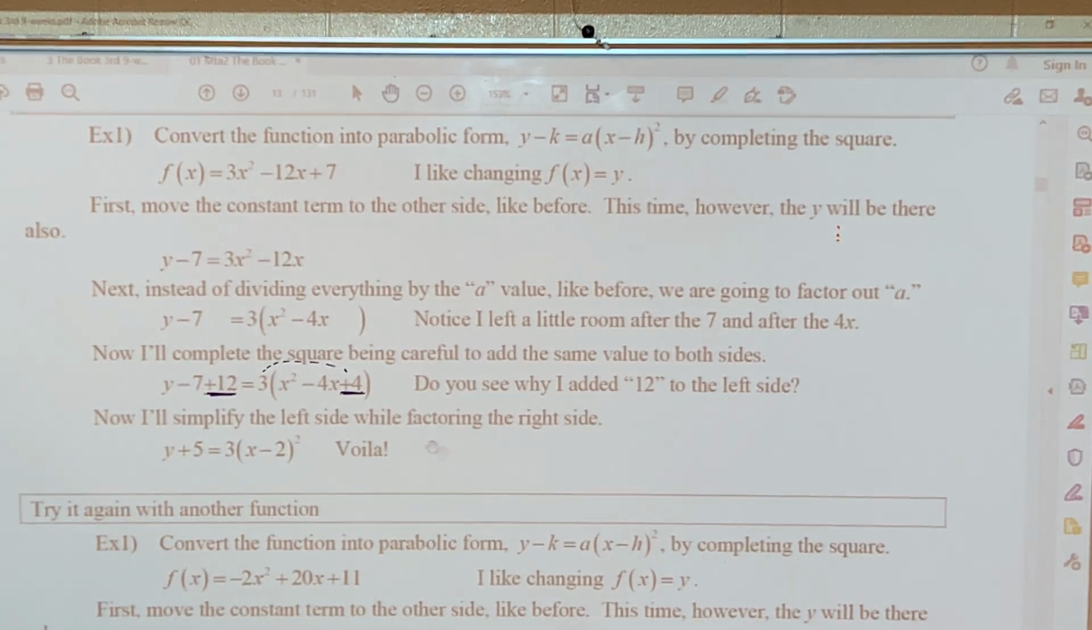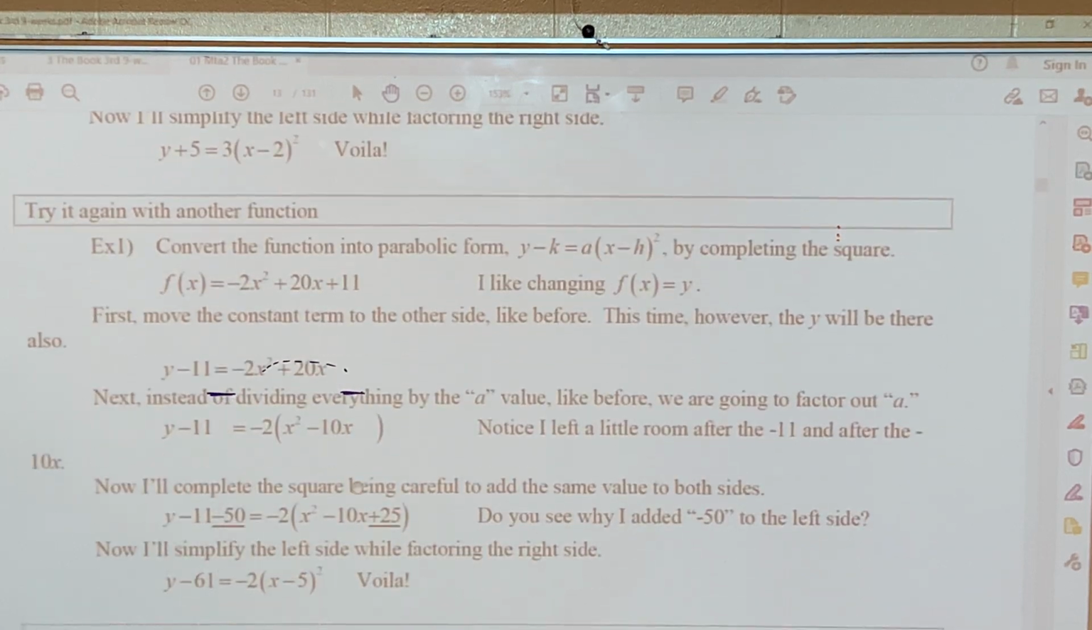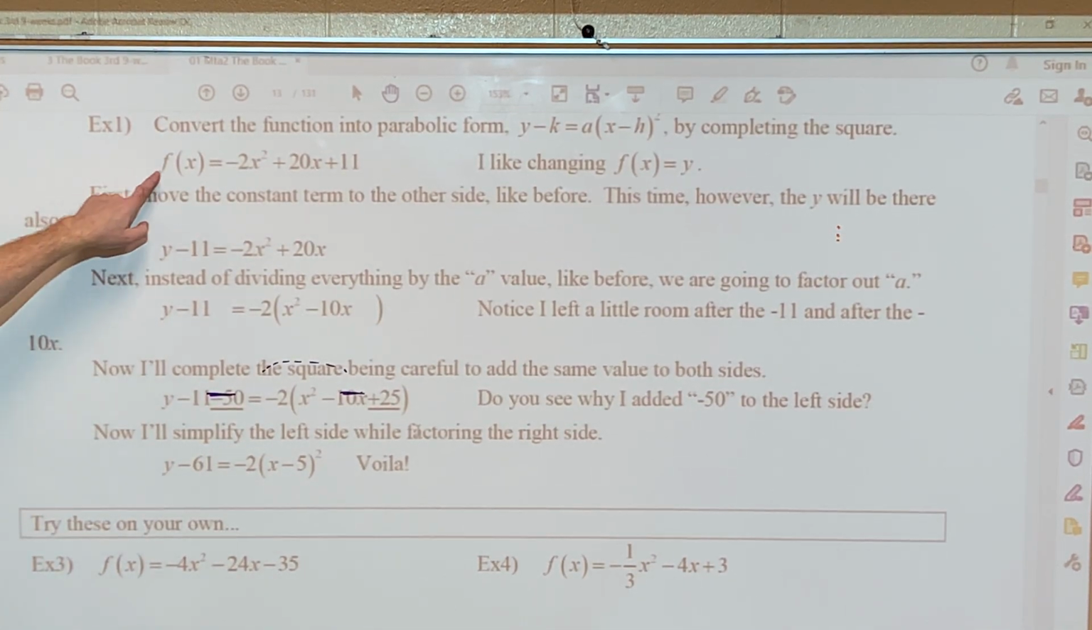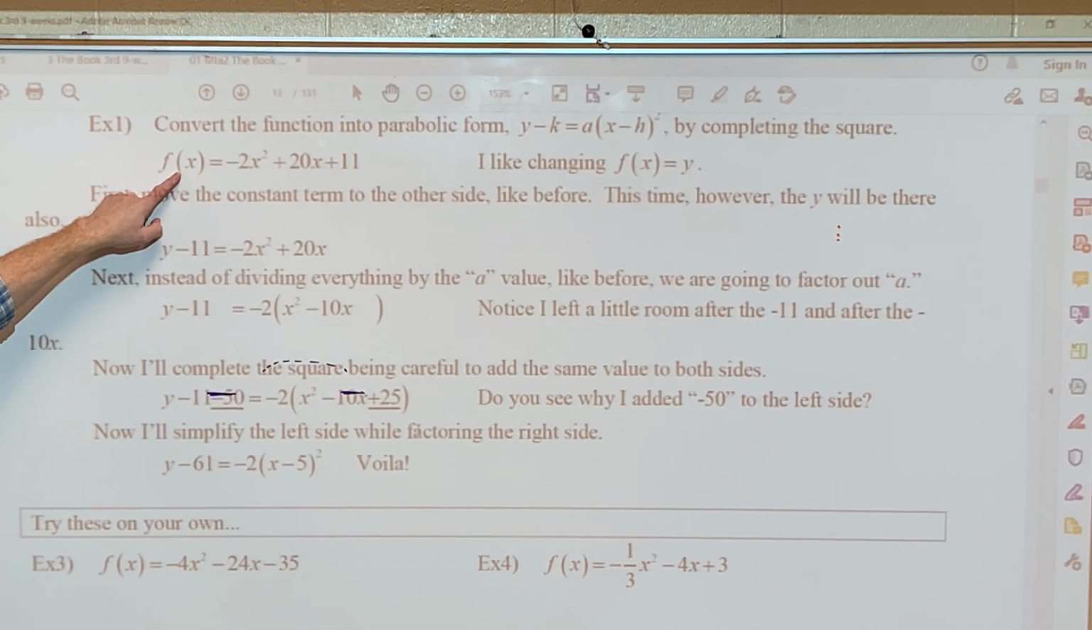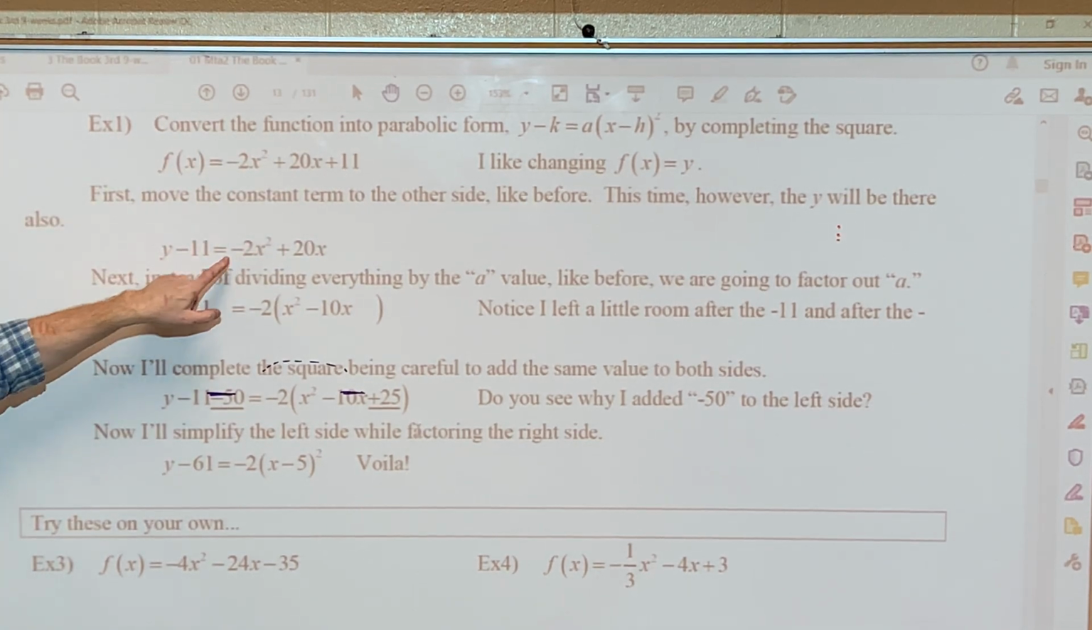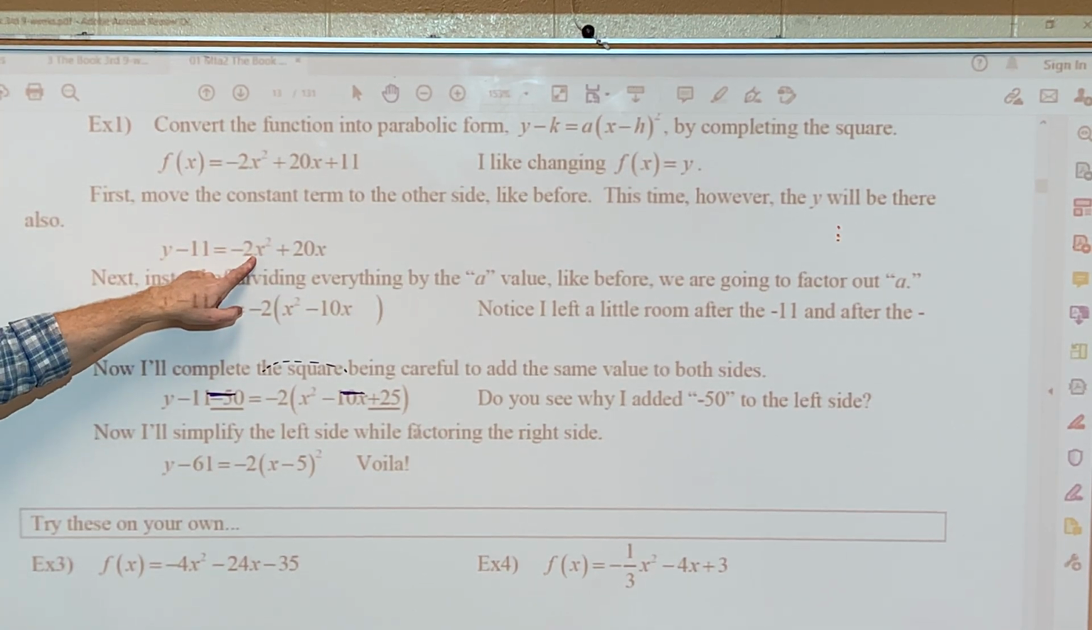Okay, so what if I tried it with a different function right here? Same thing as before. I'm going to change that to y just because I like that better, and then I'm going to do what? Subtract the 11. That jumps me to right here. Now I don't have a 1 right there, so what do I want to do? Factor out the negative 2.